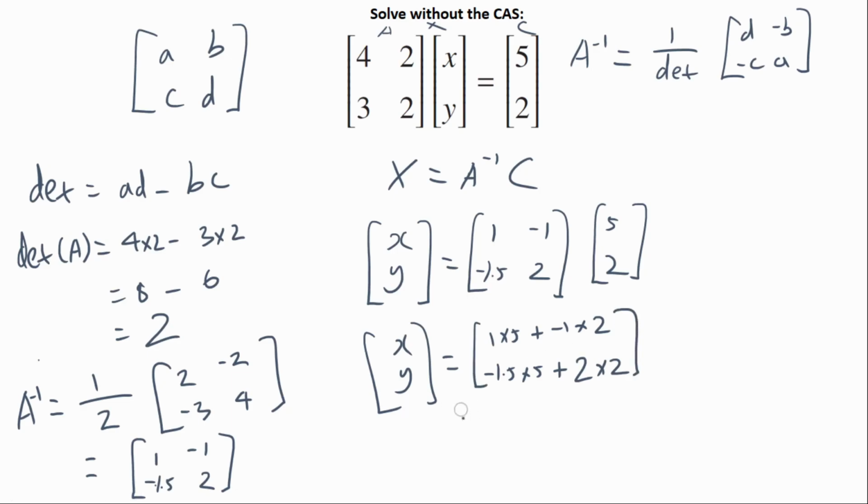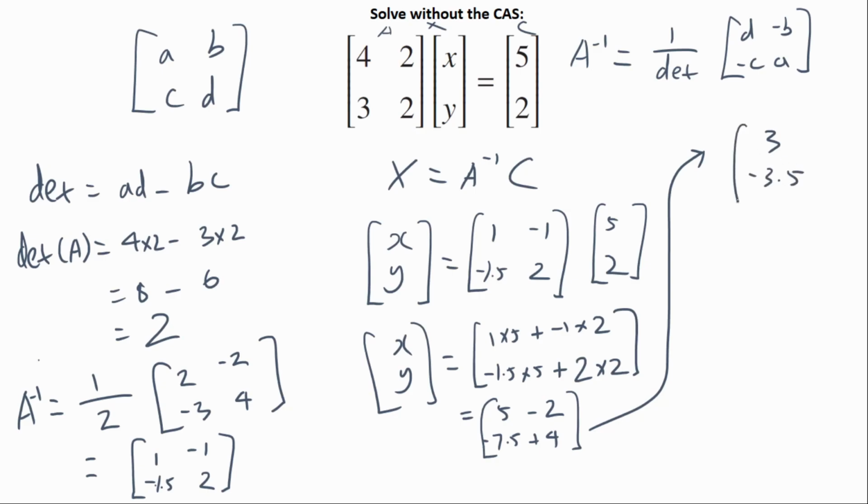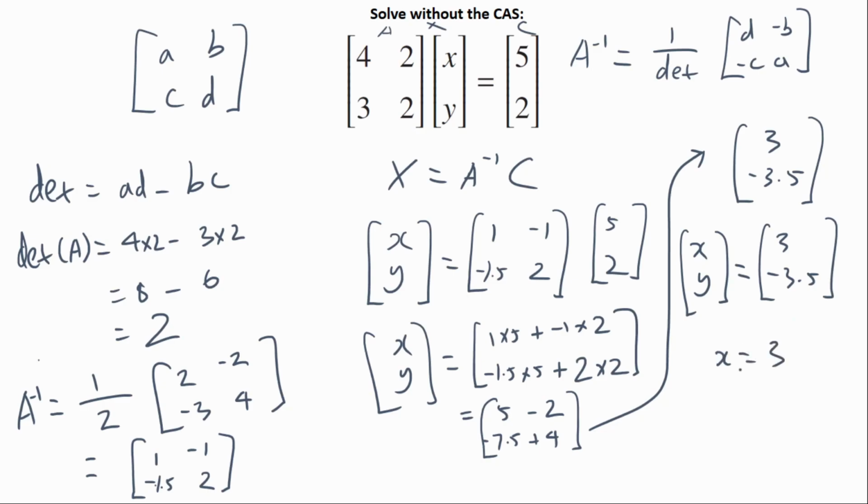Alright, so if we work that out, that gives me 5 minus 2, and negative 1.5 times 5 gives me negative 7.5, 2 times 2 gives me 4, so that will give me, just running out of space, I'll continue my working out up here, that gives me 3 and negative 3.5. Alright, so just finishing that off, that will look like this matrix, matrix X equals that. So your final answer will be X equals 3 and Y equals negative 3.5.